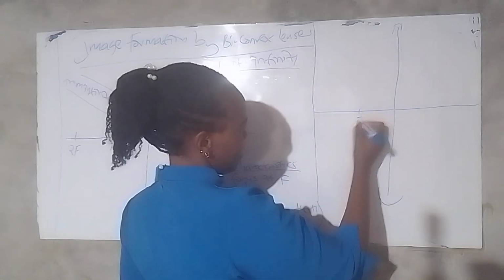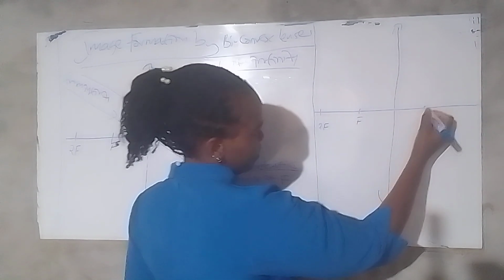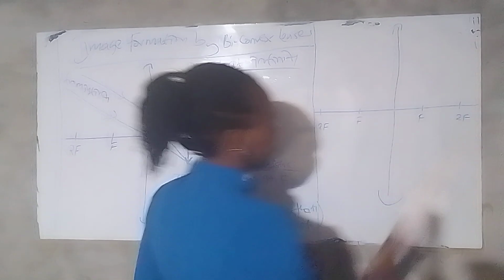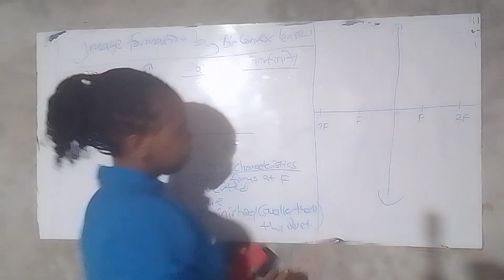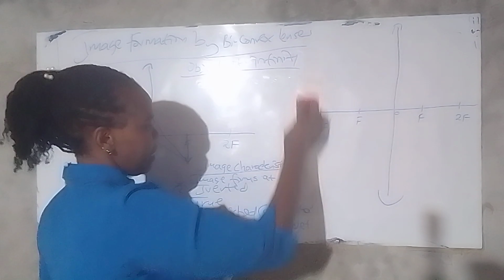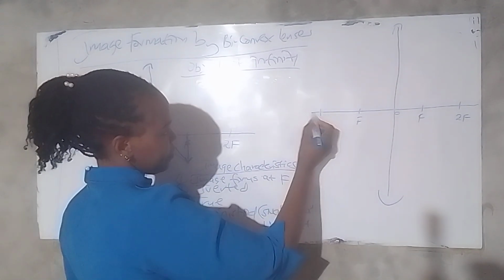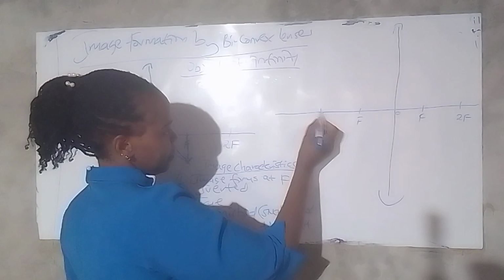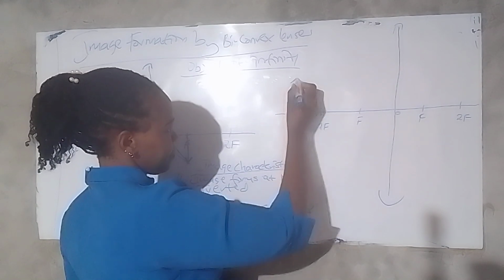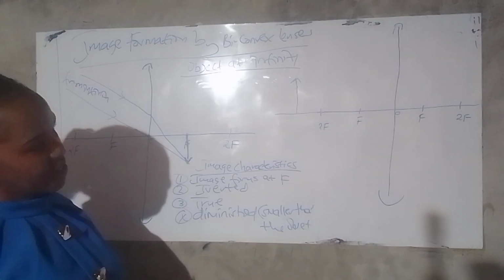Let's say F is there, and there's 2F, and we have F, and we have 2F. This is our optical center. So let's place our object somewhere behind 2F. Let me place it there. Okay, so the object is behind 2F.